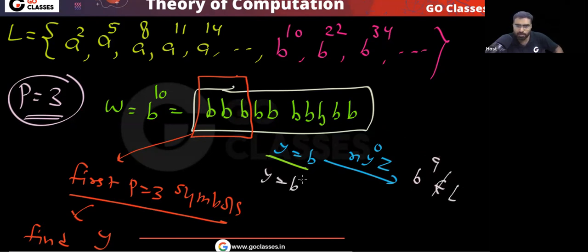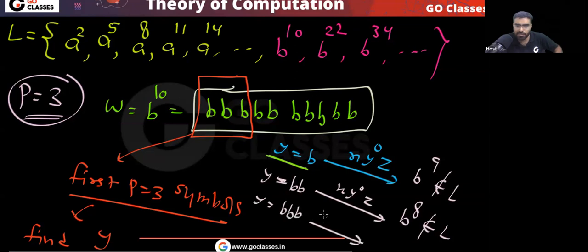If I take y equal to bb, and repeat 0 times, then I will get b power 8. That also does not belong to the language. If I take y equal to triple b, and repeat 0 times, then the resulting string will be b power 7. That also does not belong to the language. Did you notice? Whatever y I take, if I repeat it 0 times, the resulting string will have less than 10 b's. Is this point clear?